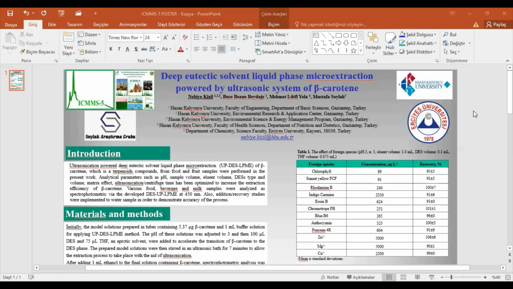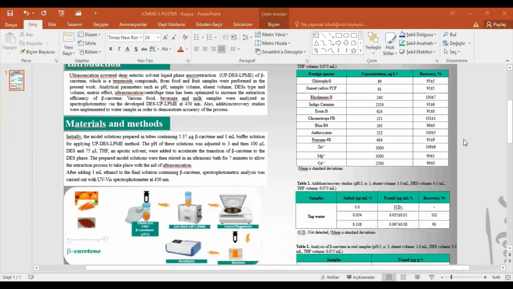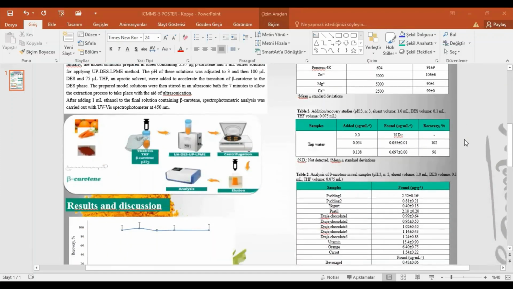For this, we use a deep eutectic solvent. It consists of tetrabutylammonium bromide and decanoic acid. Here the method is illustrated. Firstly, we synthesized the deep eutectic solvent by a heating method at low temperature.